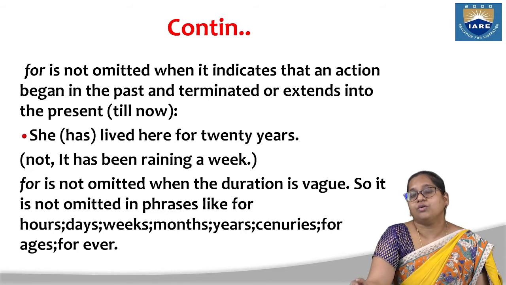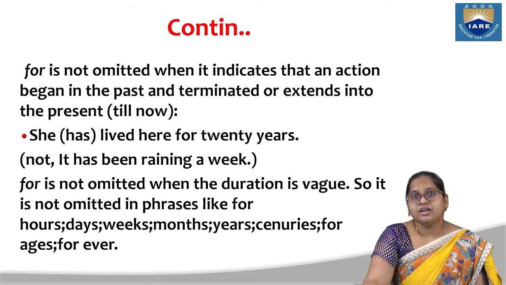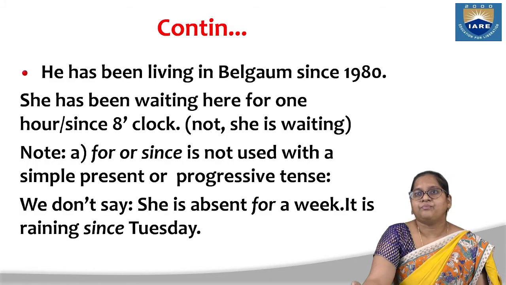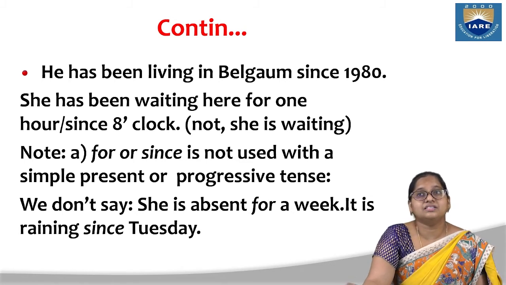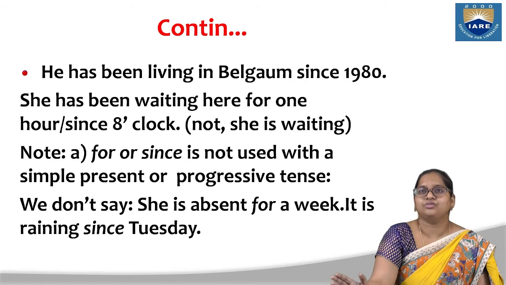Okay, for is also not omitted when the duration is vague. So when you use hours, days, weeks, months, years, centuries, forever, for ages, for weeks, months, years, and all that, right? You can do that. Now, see, she's been living in Wilgam since 1980. So, continuing, like, she's been doing it.